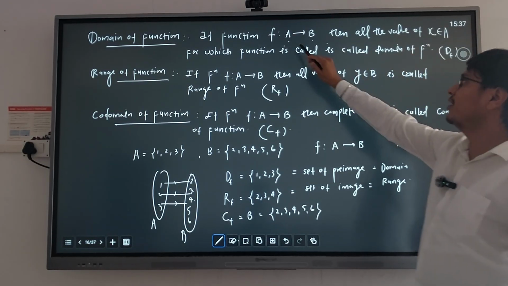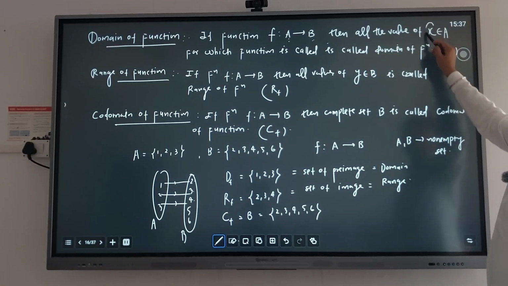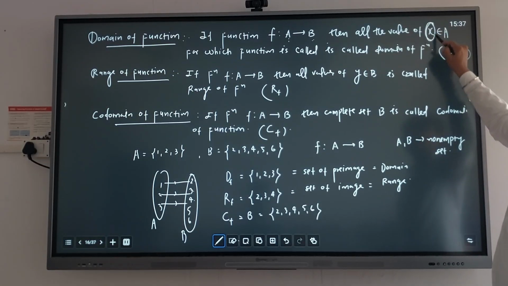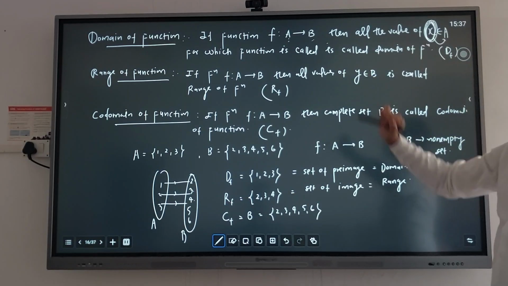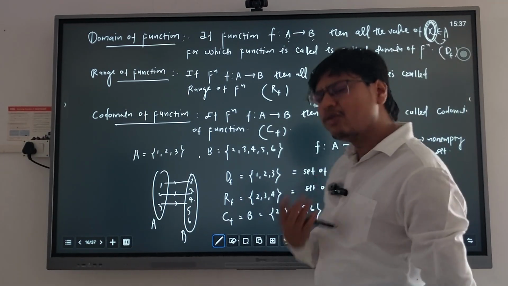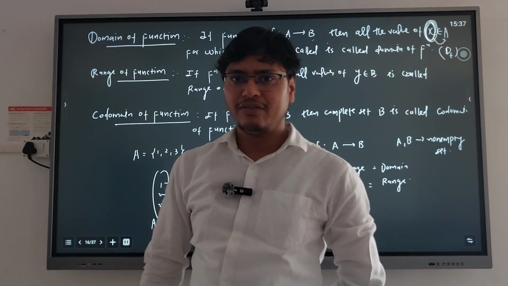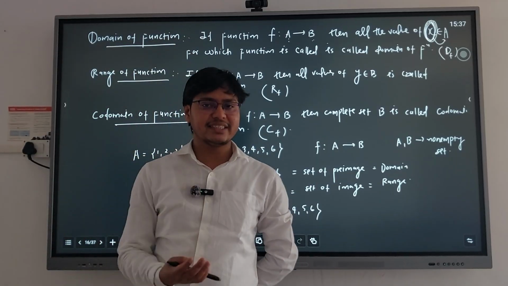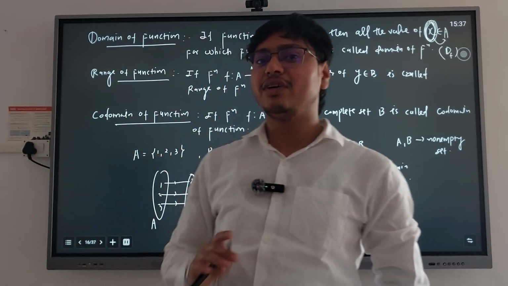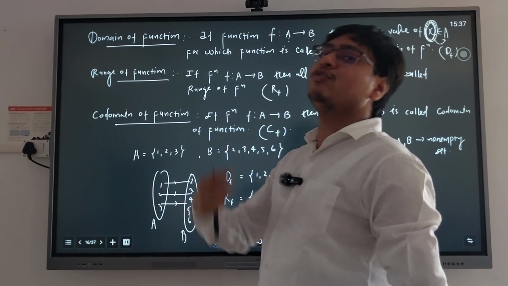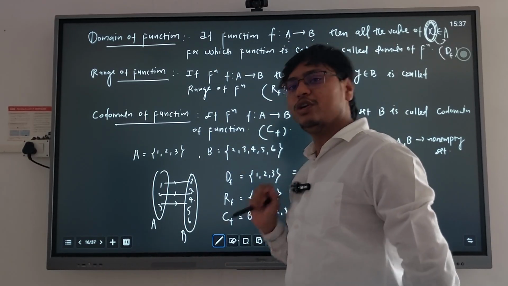The function is defined from A to B, then all the elements of set A, all the values of x which belong to set A, are called the domain of function. That can also be defined in a different way. The input values of x for which the function is defined, those set of values of x are called the domain of function.